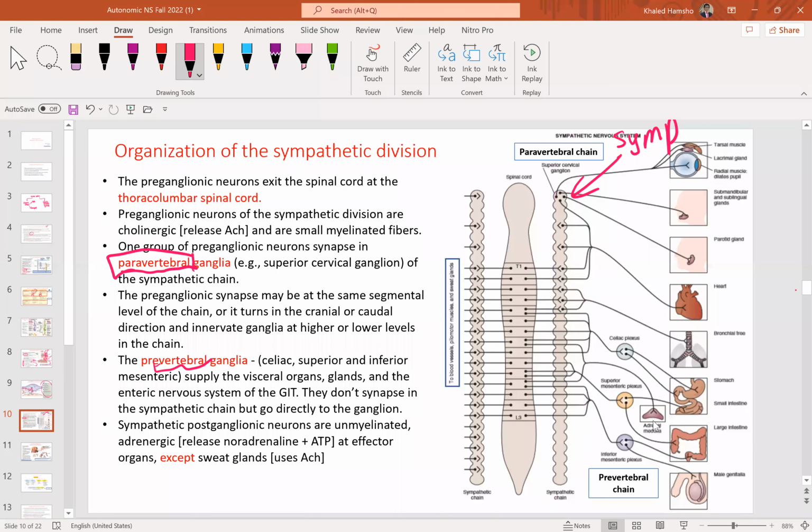The mistake I'll cover in a bit. I was saying the paravertebral ganglia is basically another word for sympathetic chain, right? Yeah. And then the prevertebral is the ones that get skipped by the sympathetic. This is all sympathetic, by the way.